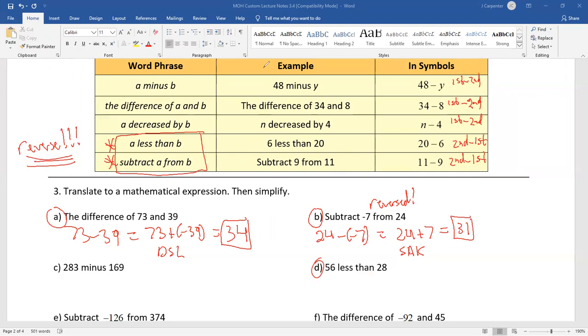For D, we got 56 less than 28. Again, the phrase less than reverses. It's very easy to think it's 56 minus 28, but it's not. It's 28 minus 56.